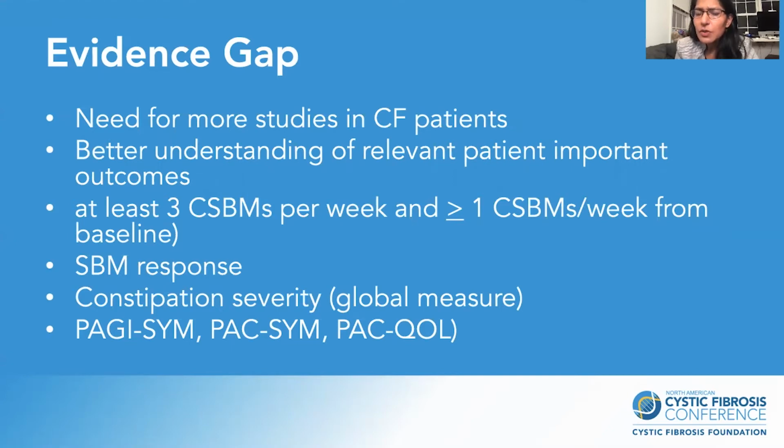Should we be also looking at things like constipation severity as global measures, knowing that individuals also have a lot of global GI symptoms that are problematic or bothersome? And then also we need to use more standardized validated scales to look at outcomes in these patients, such as PAGI-SYM, PAC-SYM, and PAC-QOL.